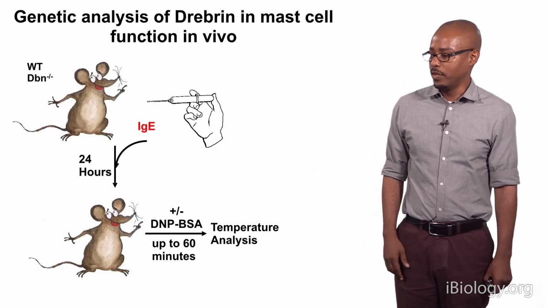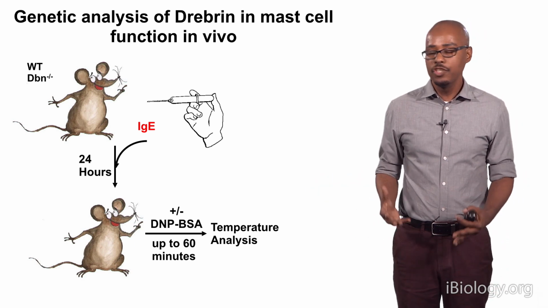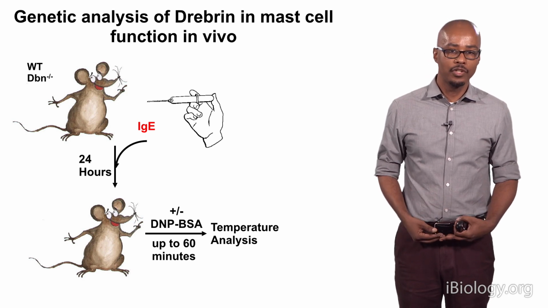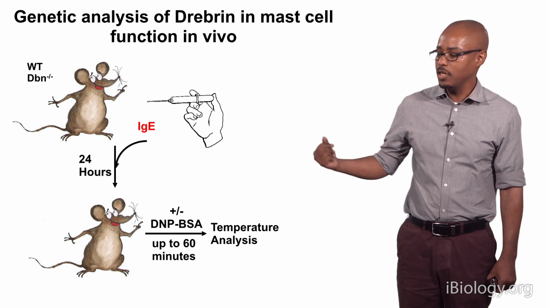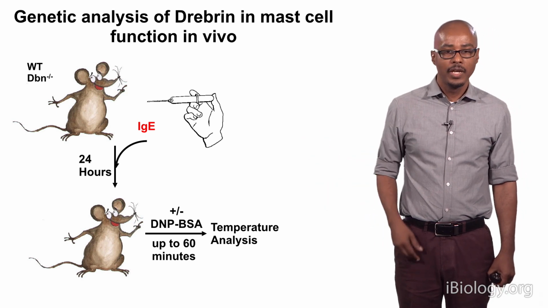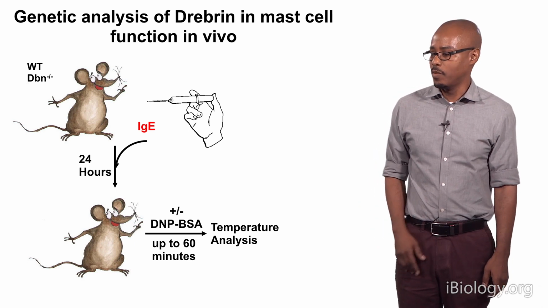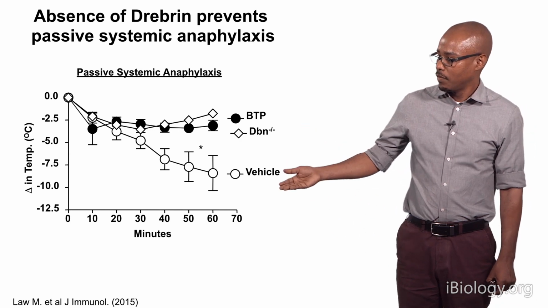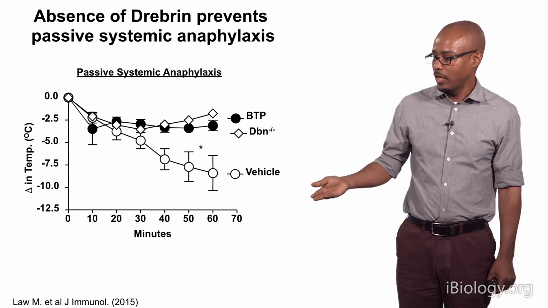The second experiment we did was the experiment that I talked about earlier, which is, do these Drebrin-deficient mice actually lose body temperature when we inject them with allergen? And so we did the same experiment. We armed the mast cells in vivo with IgE, we gave them the allergen, and then we monitored their temperature for up to 60 minutes later to determine whether they lose body temperature. And what you can see here is that the wild-type mice that received vehicle lost body temperature.